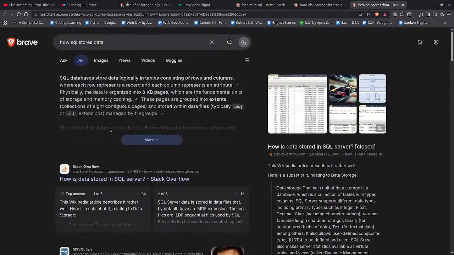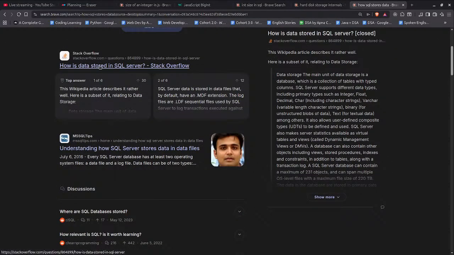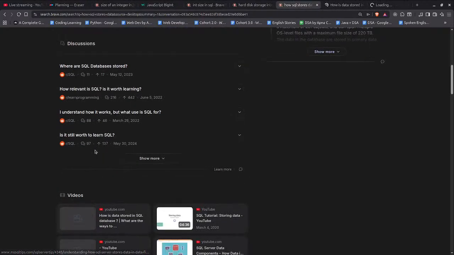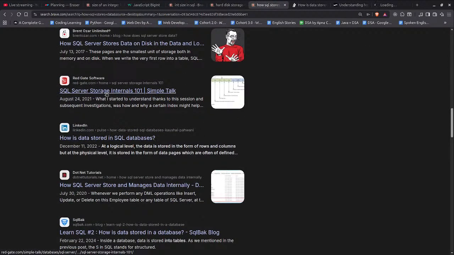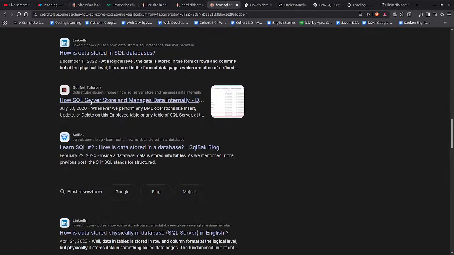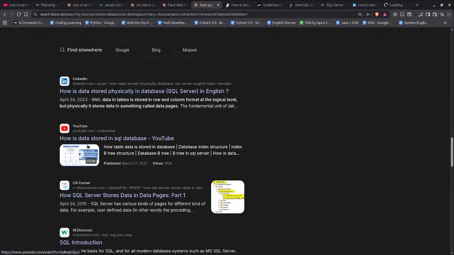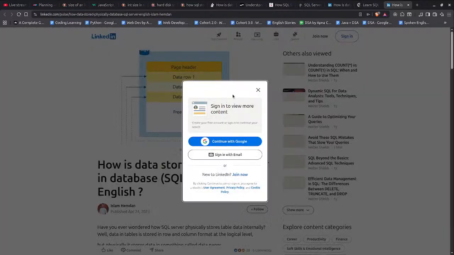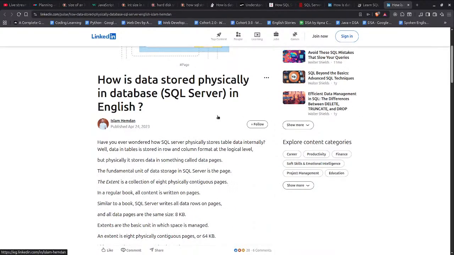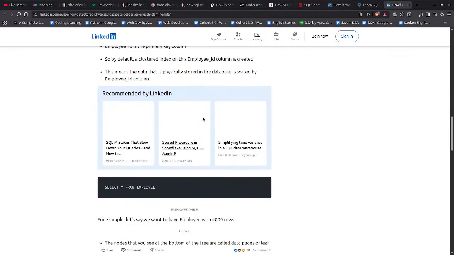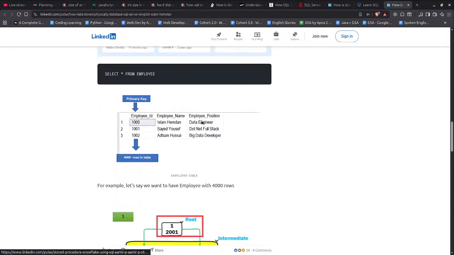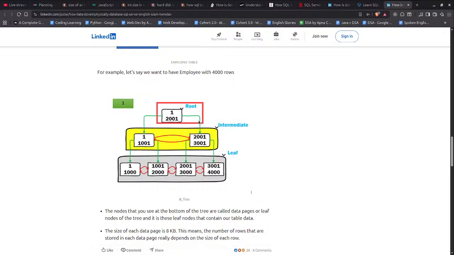I'd better look for some top ones here. We'll see which article is good, and we'll go through that really quickly. I think this much should be enough anyway. Coming back to this, what is this? How is data stored physically in database SQL server in English? Just this much. It's just the beginning.